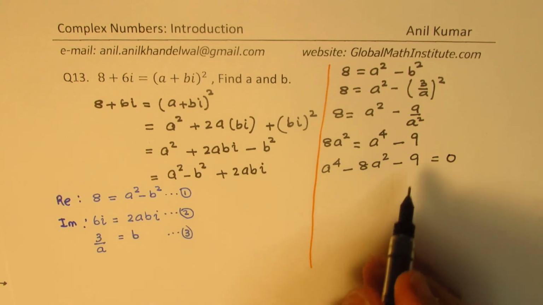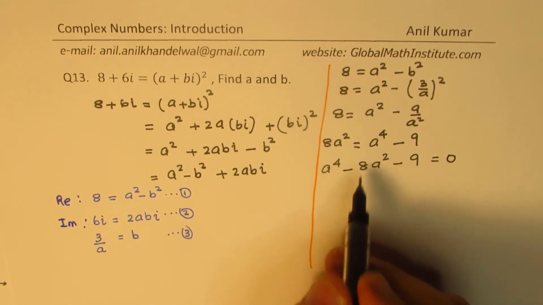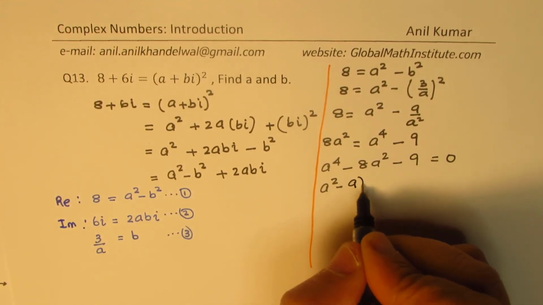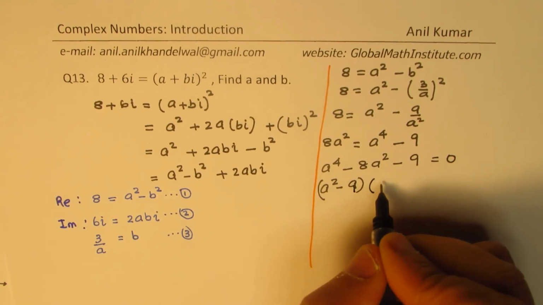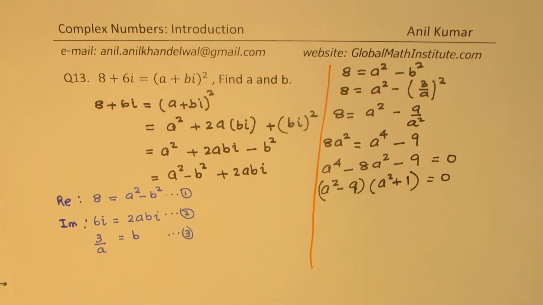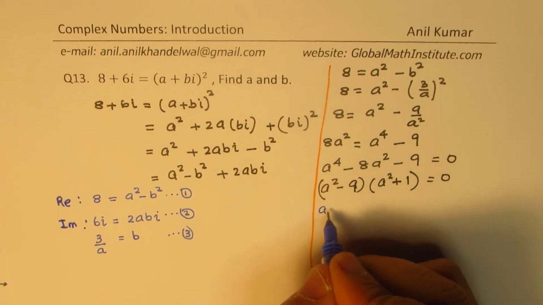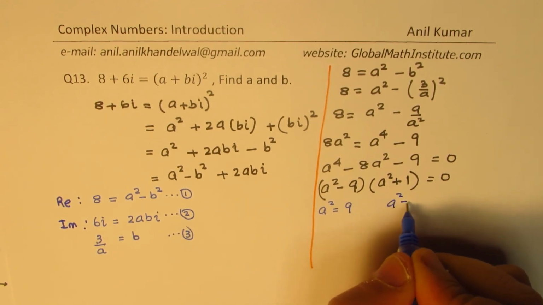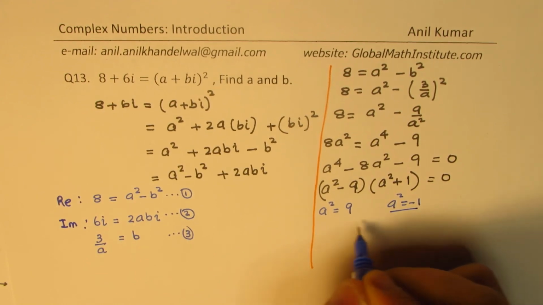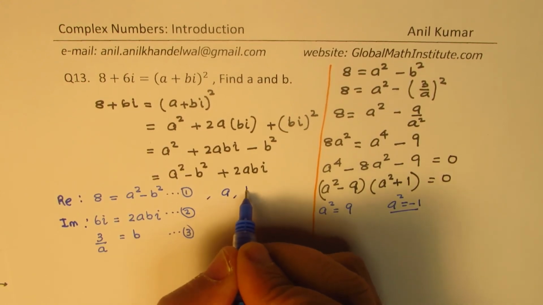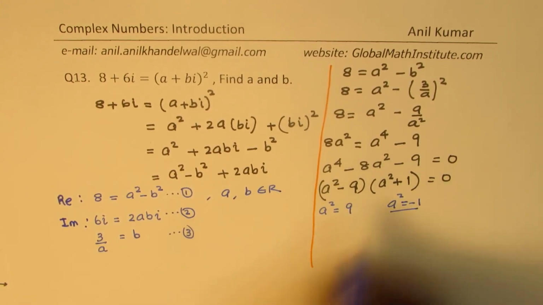Now, we can do product and sum: 9 times 1 is 9, and the difference is 8. So we could write this as (a² − 9)(a² + 1) = 0. That gives us two solutions. One is a² = 9, and the other is a² = −1, which is not possible. Note that both a and b are real, a and b belong to real numbers, so we cannot have this complex number.